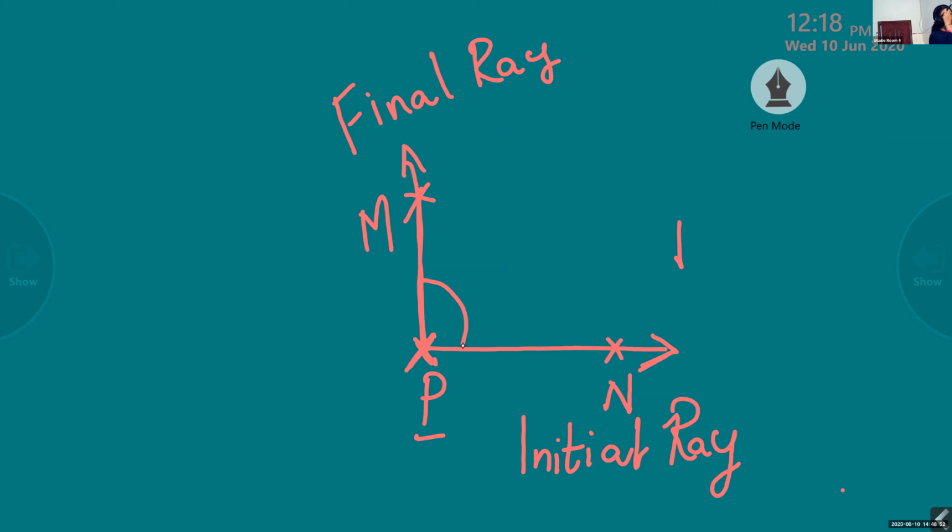How were we drawing the angle using protractor? We used to keep the center of the protractor on the vertex. We will keep the vertex on the center of the protractor and see where the 0 degree is. From there the initial ray moves till the final ray. How much is this turned? 90 degrees. It's a right angle.